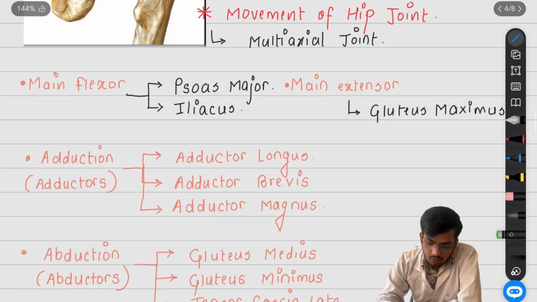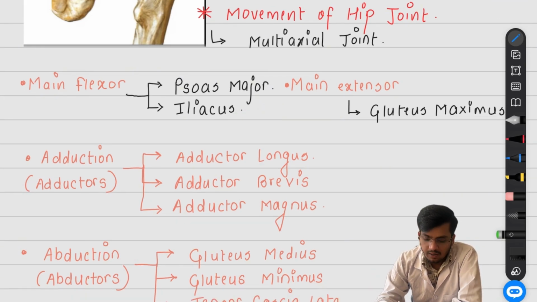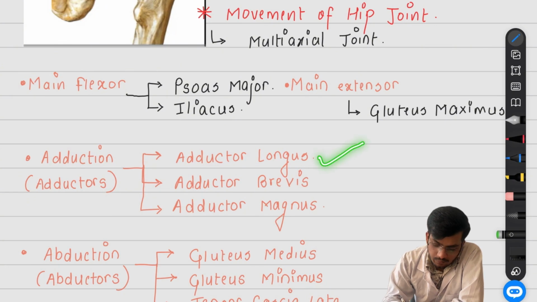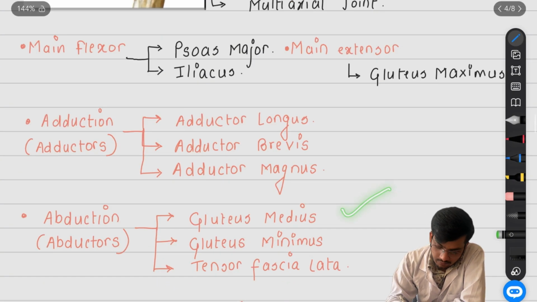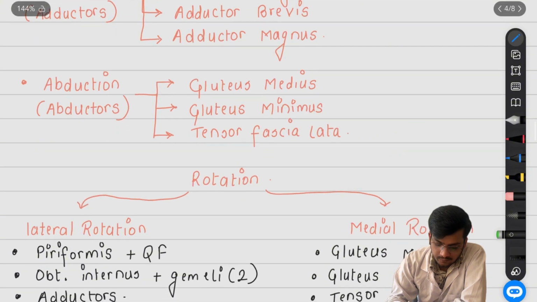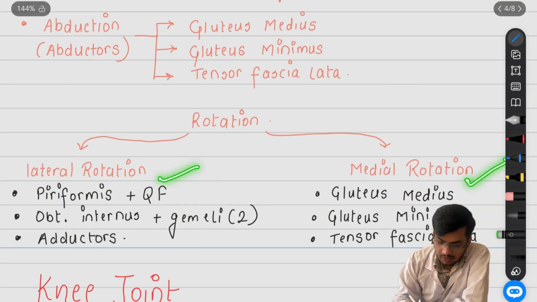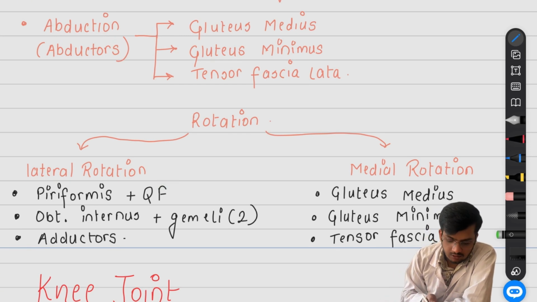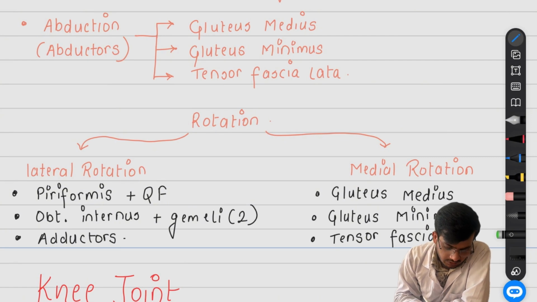Then we have extension. For extension, we have the extensor muscle, gluteus maximus. For adduction, we have the adductor muscles: adductor longus, adductor brevis, and adductor magnus. For abduction, we have the abductor muscles: gluteus medius, gluteus minimus, and tensor fascia lata. For rotation, we have lateral rotation as well as medial rotation. The muscles for lateral rotation are the piriformis, quadratus femoris, obturator internus, and two gemelli.